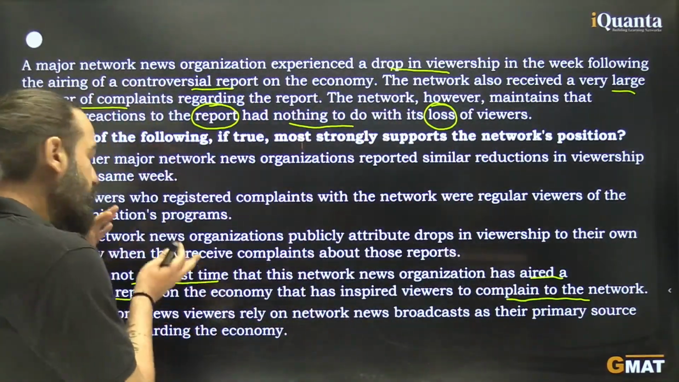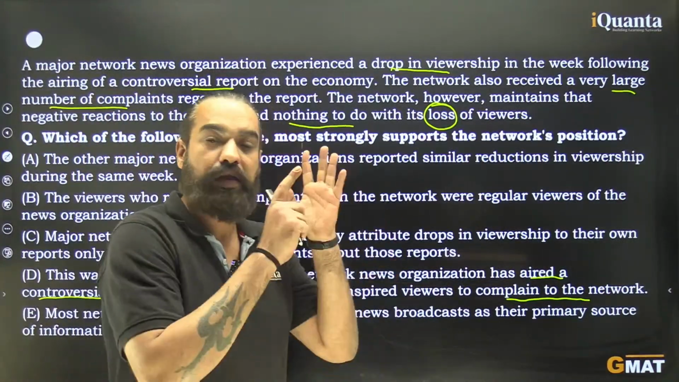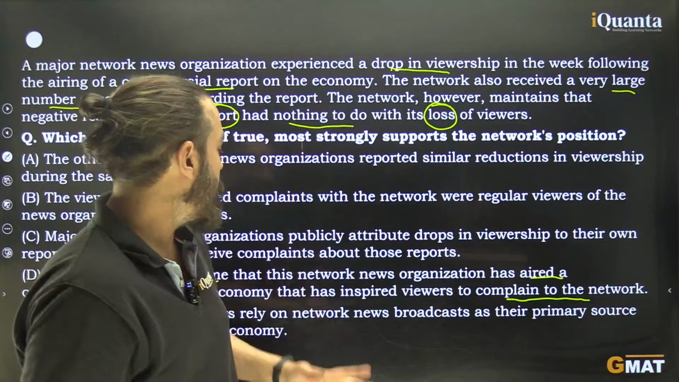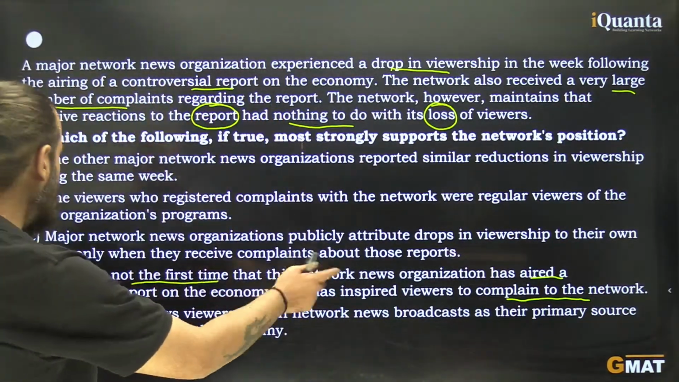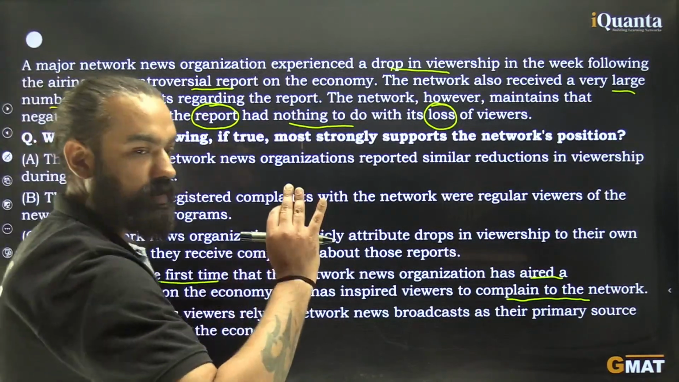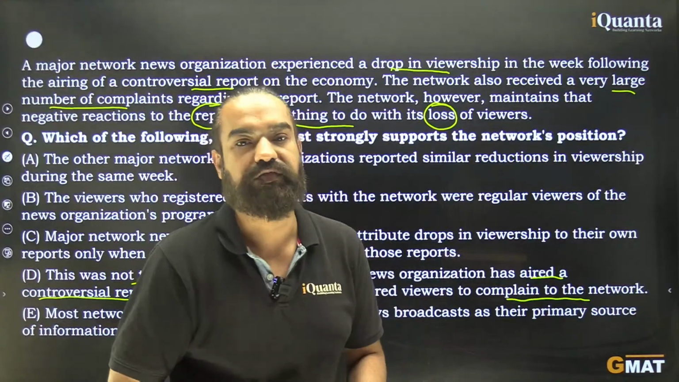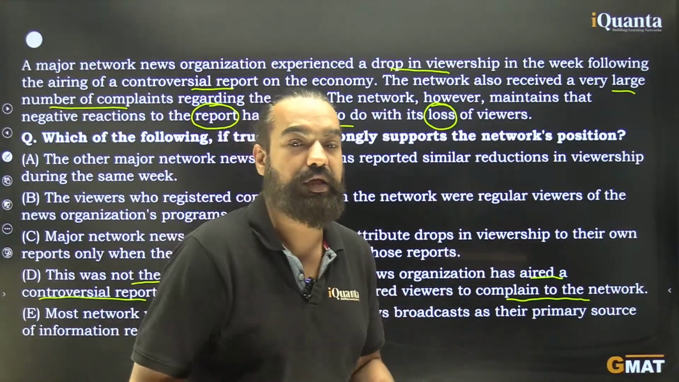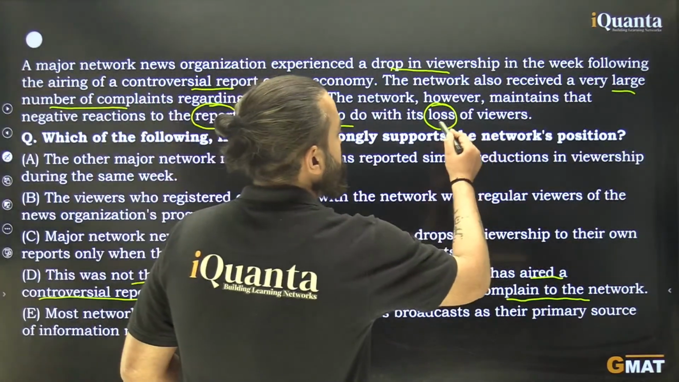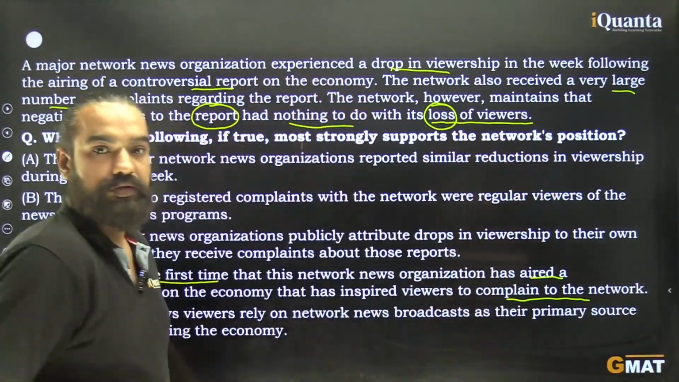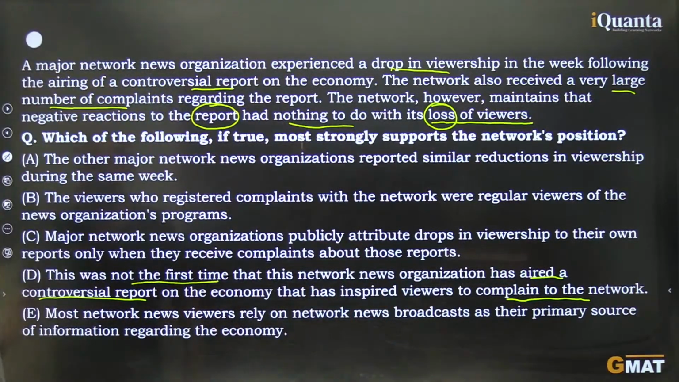If this statement had told me whether there was a loss of viewership as well the previous time, then I would have probably selected this. But it's simply telling me this was not the first time they aired a controversial report and they received complaints. Of course, complaints are legit. If you air a controversial report, you will receive complaints. But does that necessarily mean loss of viewership? D does not address this aspect. So all those who were going with D, please try and understand this is how we eliminate D.